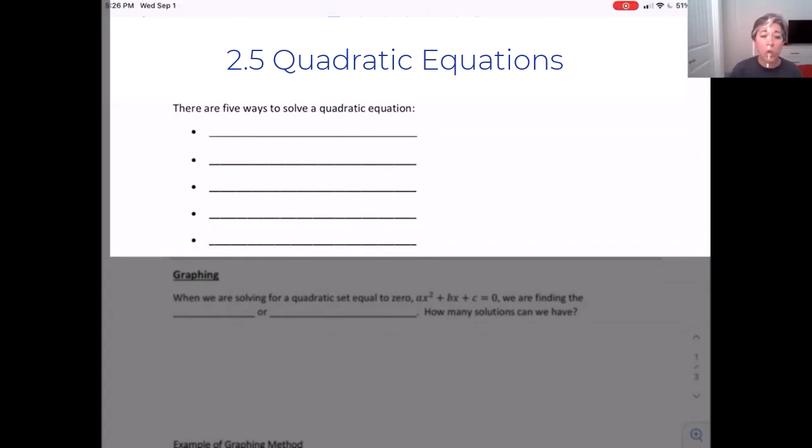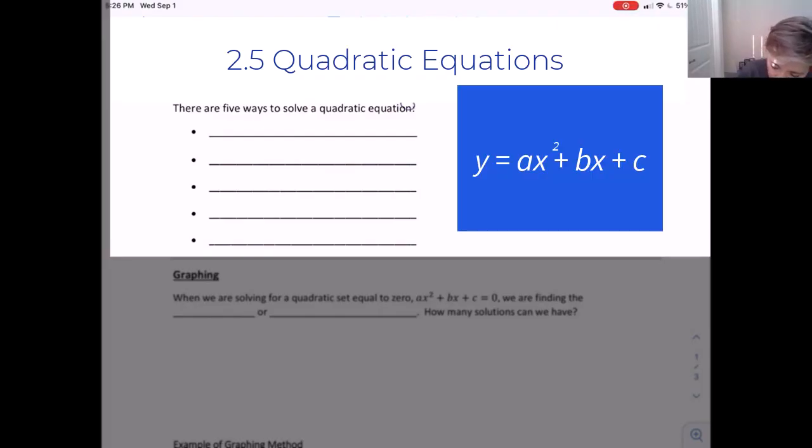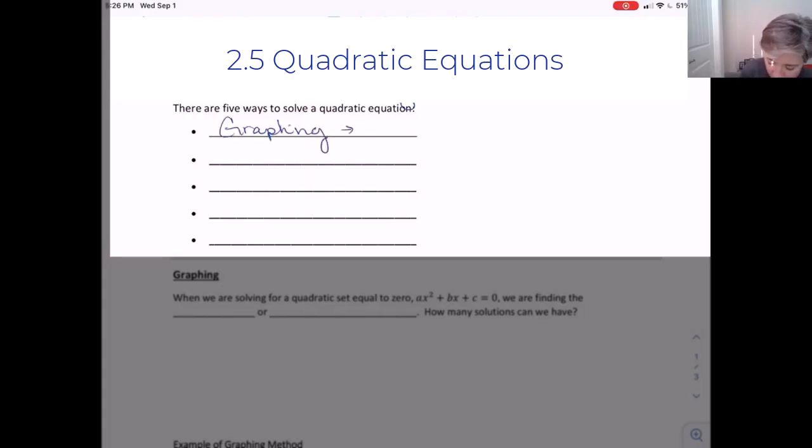Hi team, we're looking at solving quadratic equations. And remember, a quadratic equation has the highest variable exponent of 2. Nice little polynomial there. The 5 ways are graphing, and this way can be messy if you've got a lot of graphing to do and they're not exact values.